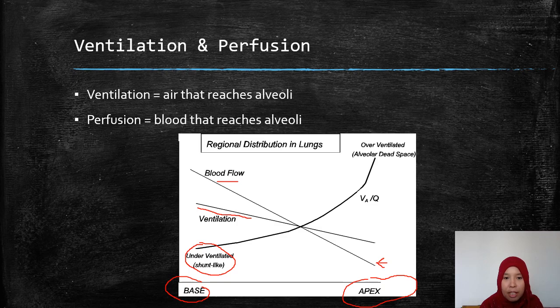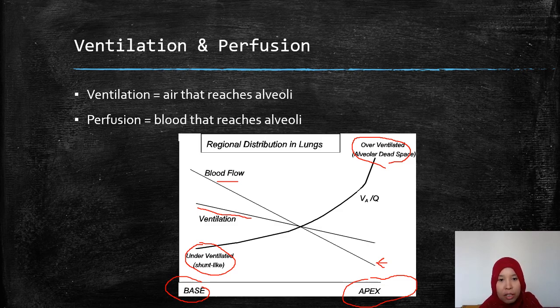At the base level, you can see that there's a higher blood flow compared to ventilation. So this is underventilated or shunt-like. And if you look at the upper part here, the apex of the lung area, you have a higher ventilation compared to blood flow, compared to perfusion. Therefore, you call it overventilated, or we call it alveolar dead space, right?